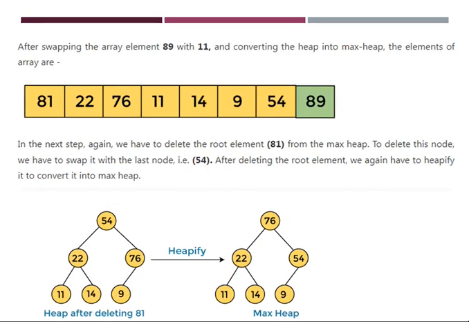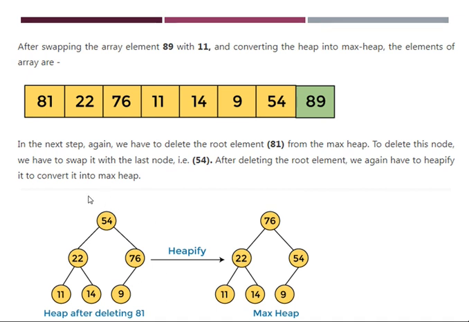Now after swapping the elements 89 and 11, the given heap will be converted into max heap, and the array elements won't include 89 here, because 89 has been removed from the heap. In the next step again we have to delete the root element, and the root element is now 81. After deleting it we have to replace it with the last node, and in this case the last node is 54, so it will be replaced here. The resulting structure is shown here to the left side.